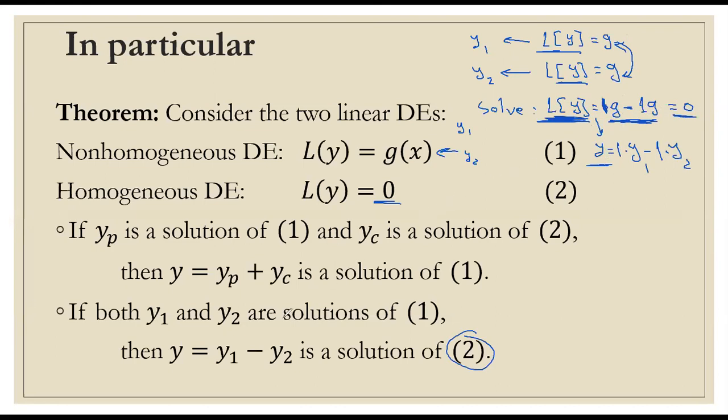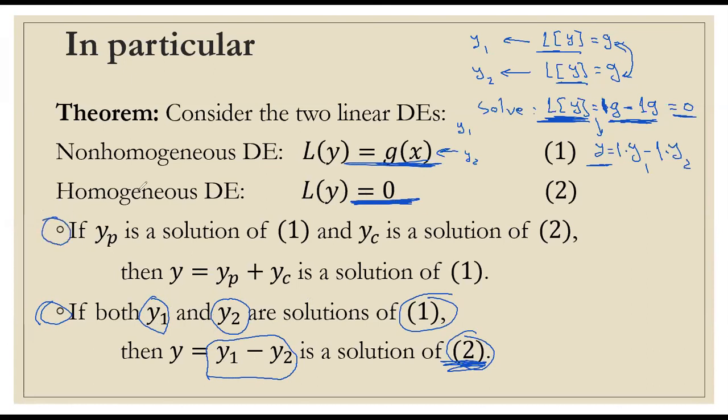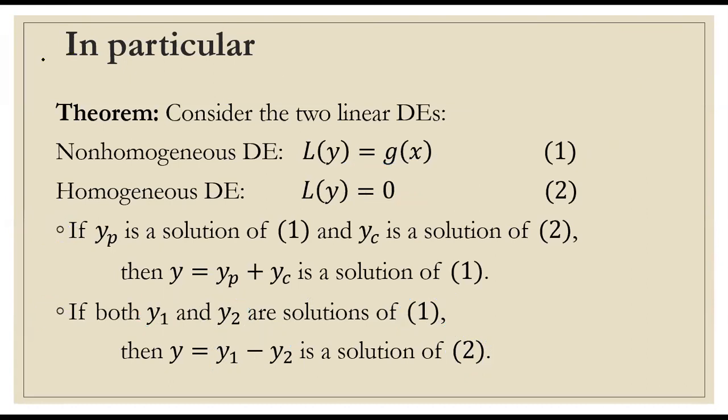So what I need you to understand from number 2 here is that if you have equation number 1, which is non-homogeneous, and you have two solutions for it, then you can find the solution of equation number 2, which is homogeneous, by subtracting the solutions of the non-homogeneous one. This idea isn't the most important; the most important thing is here. Let me explain more in the coming slides.